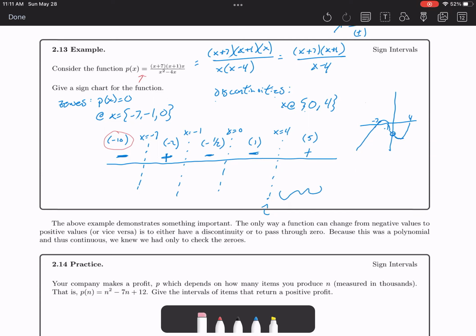Ooh, I forgot my asymptote. Where was the asymptote? Actually, the asymptote was at 4. So if there's 4, and you switch to being positive on the other side of that asymptote, and you're positive on the other side of that as well.